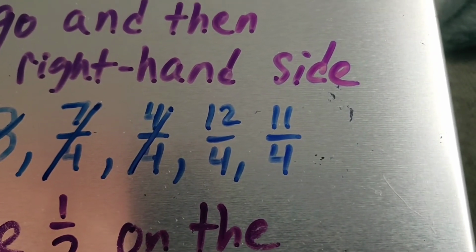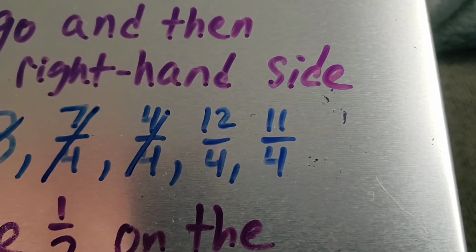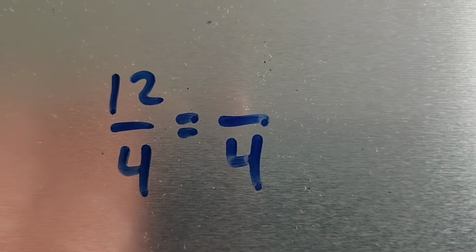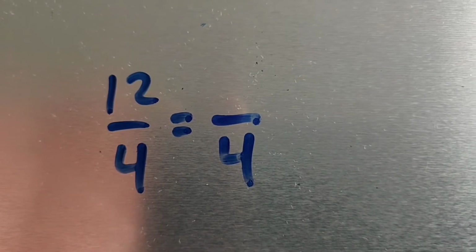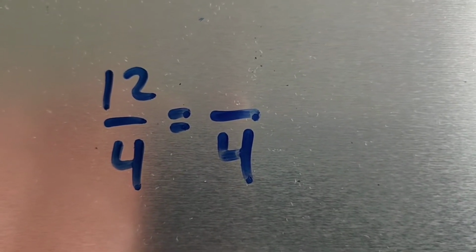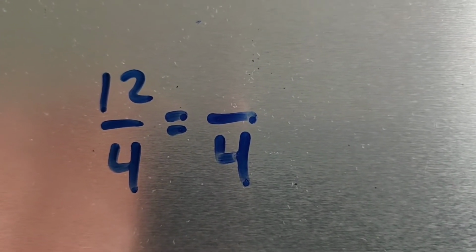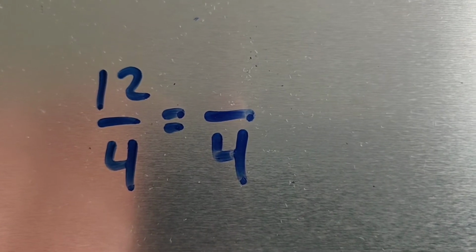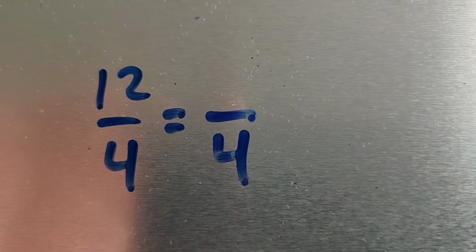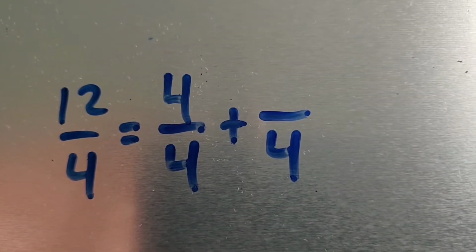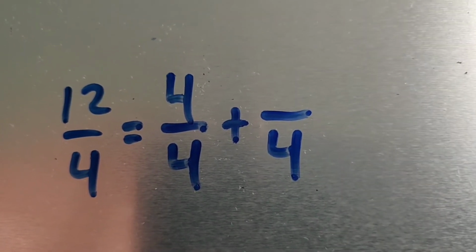So let's work with 12 fourths. So again, 12 fourths is an improper fraction. The numerator is greater than the denominator. That means we can get at least one whole out of it. We can decompose it into at least one whole and maybe more. So let's see how many wholes we can get out of 12 fourths. So we got at least one whole out of 12 fourths.